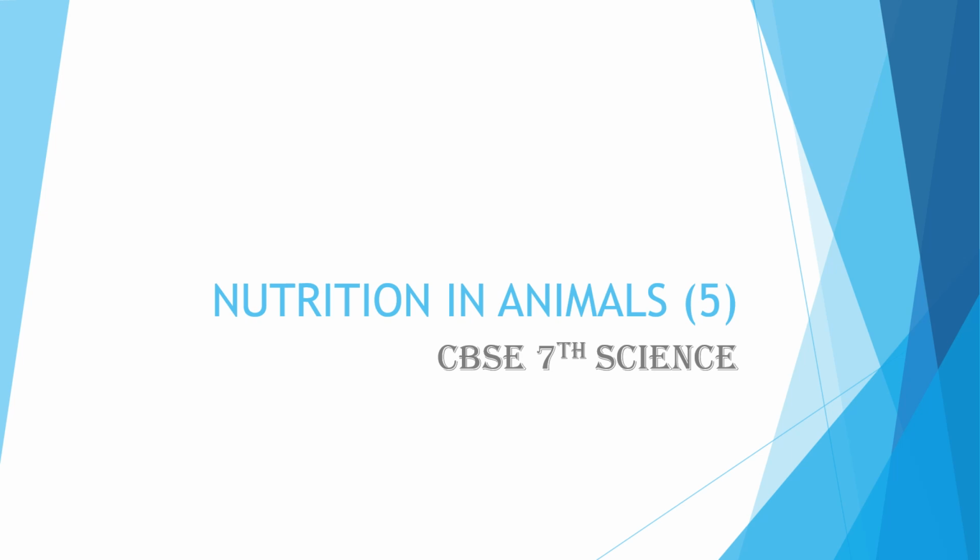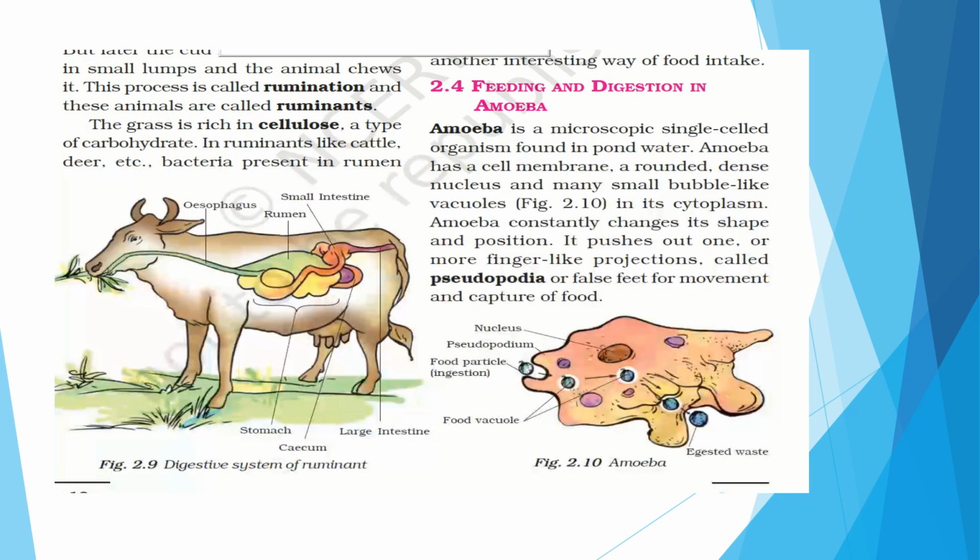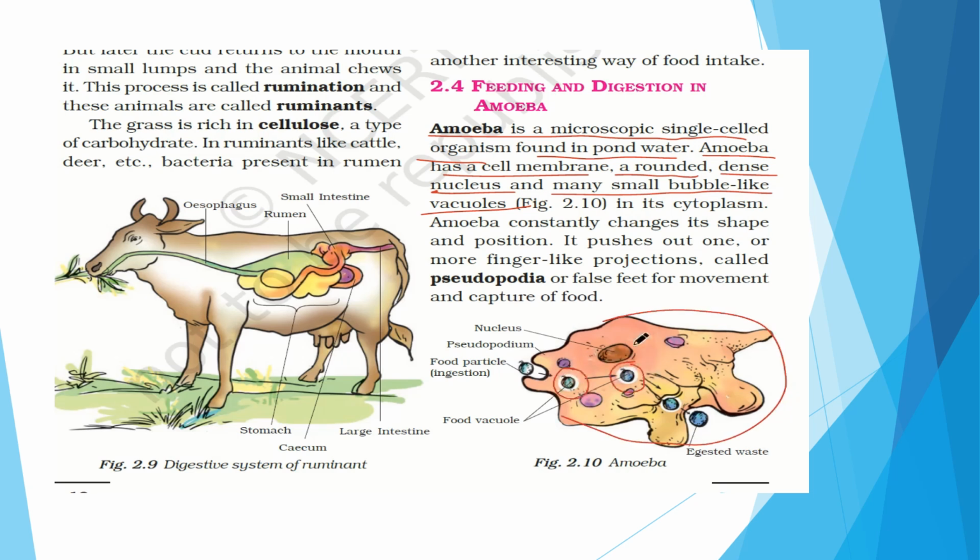What we are having, let's see. So let's start our topic, feeding and digestion in amoeba. So we all know that amoeba is a microscopic single-celled organism found in pond water. Now amoeba has a cell membrane, a rounded dense nucleus and a small bubble-like vacuole. So it is having a cell membrane. So this is a cell membrane. It is having vacuoles inside and it is having a prominent rounded nucleus, and these bubbles are all vacuoles. Okay. So these are all in its cytoplasm as per this diagram you can see here.